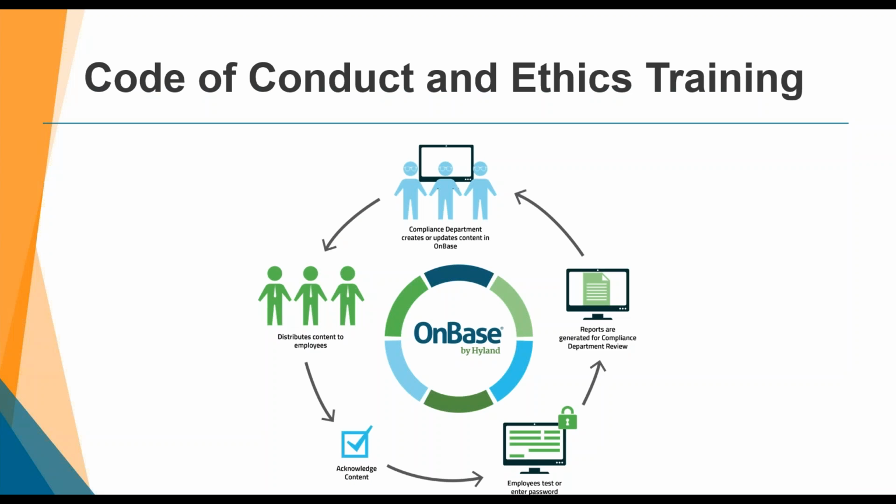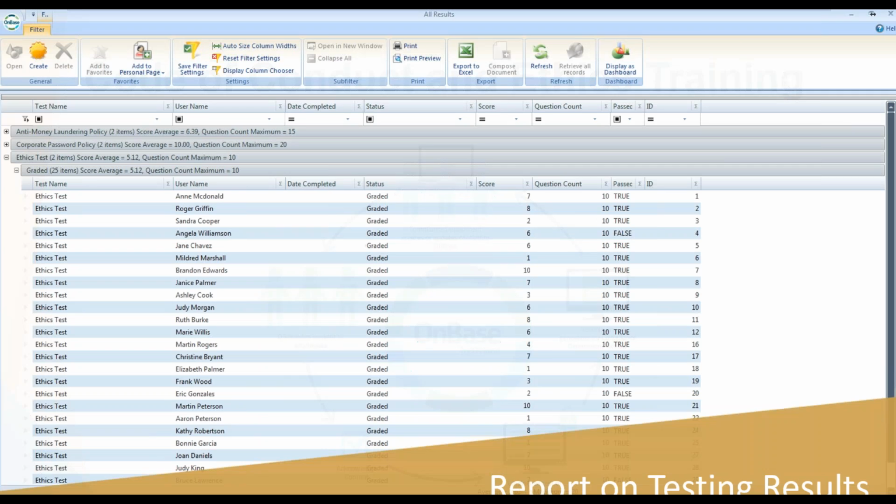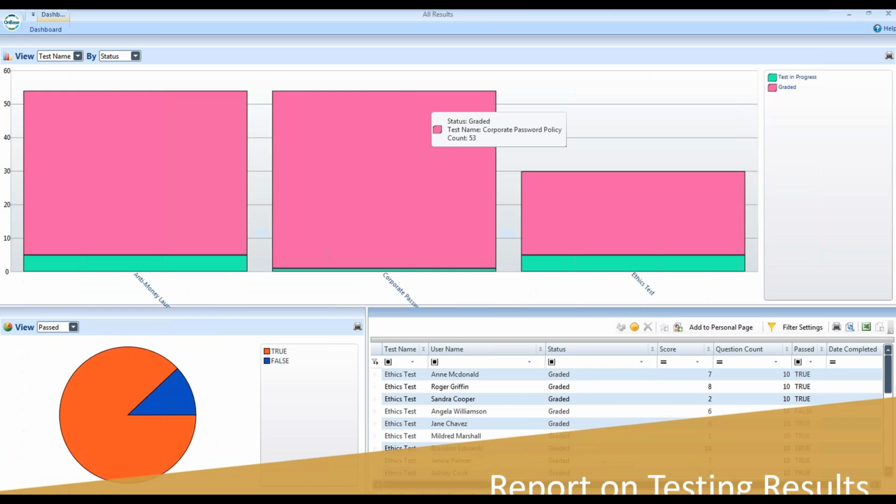And then code of conduct and ethics training. A lot of your employees have to go through a lot of training every single year to make sure that they're adhering to all of the policies and regulations. And this gives you the ability to monitor that, push those trainings out, make sure that they're taking them, make sure that they're passing the tests associated with them, and report on all of that, which is really going to streamline a lot of processes and a lot of headaches for your compliance or training department. Just some examples of what that could look like.